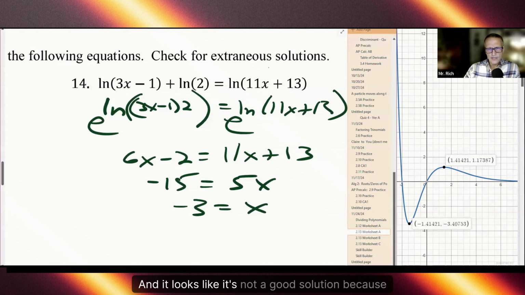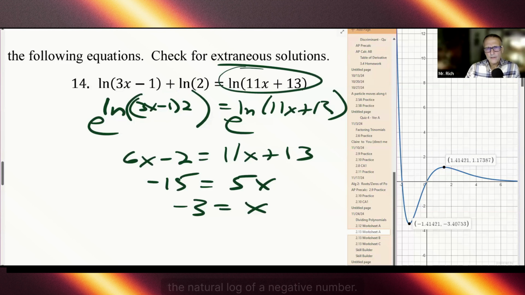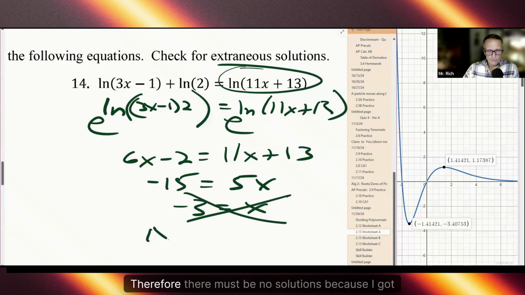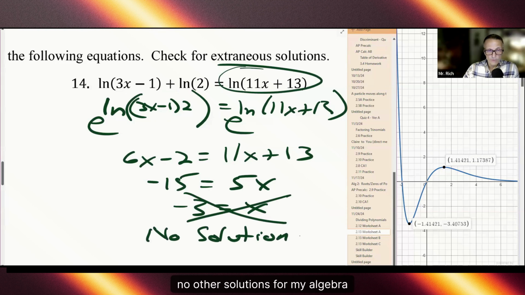And it looks like it's not a good solution because it would make this the natural log of a negative number. And therefore, since this is not valid, it's extraneous, therefore there must be no solutions because I got no other solutions from my algebra. Let's make sure I didn't mess that up. So 6x minus 2, 11x plus 13, 5x. Yeah, so I'm going with no solutions on that.